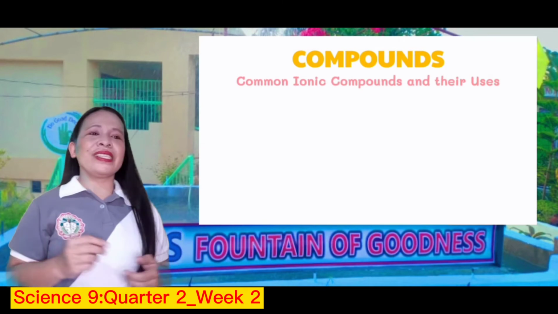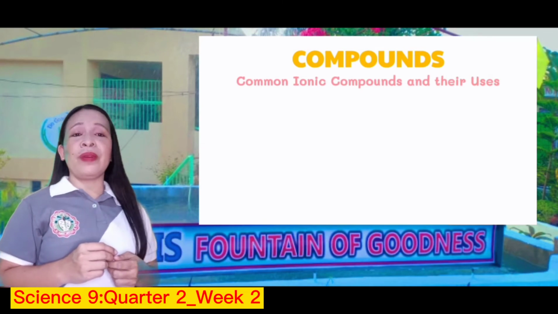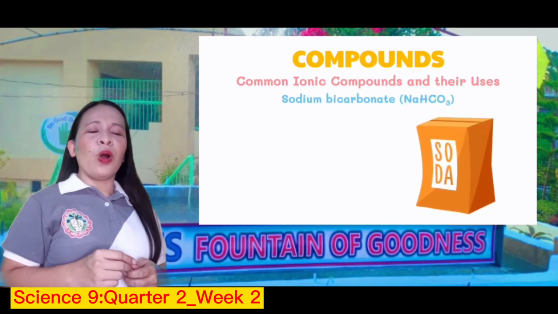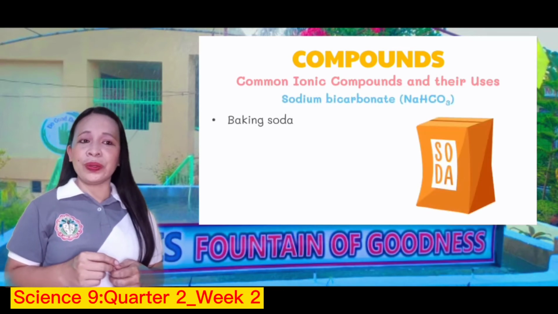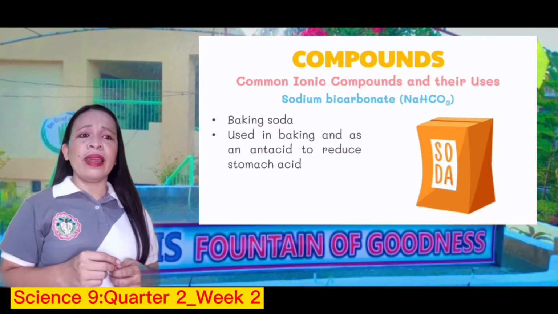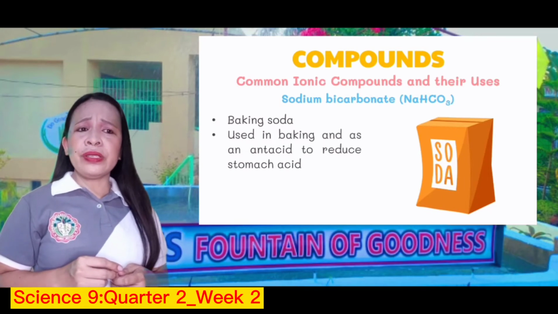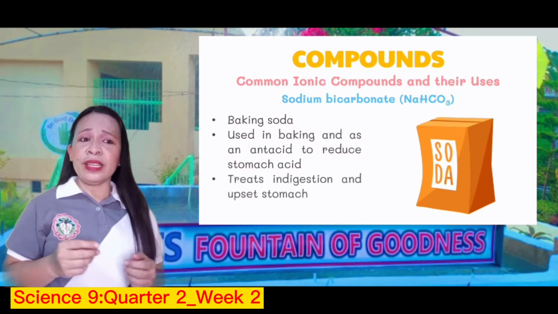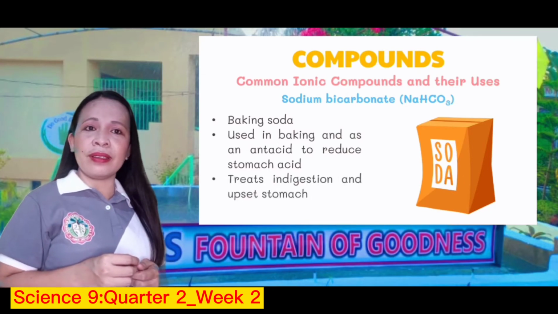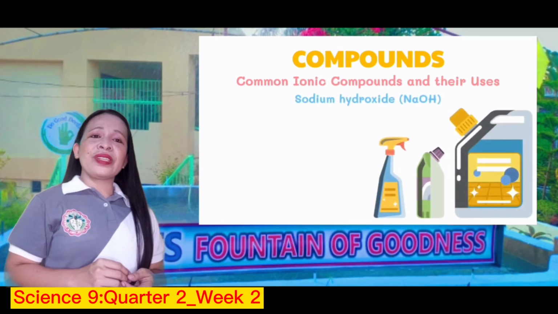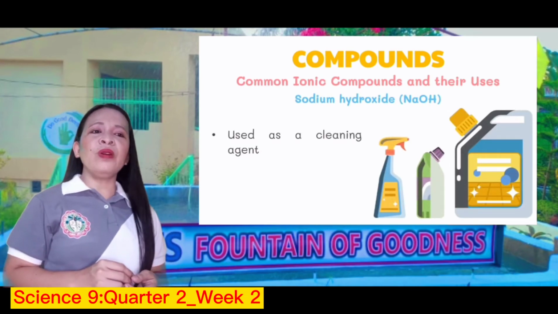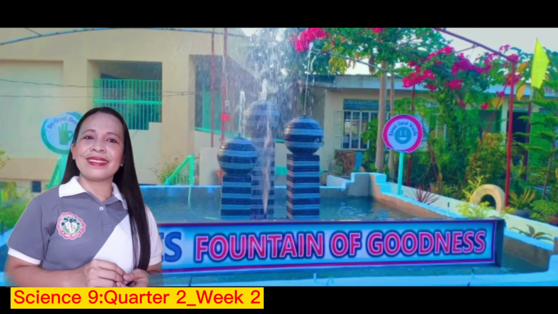And here are some examples of common ionic compounds and their uses. Sodium bicarbonate, or what we commonly call baking soda, is used in baking and as an antacid to reduce stomach acid. It can also be used as treatment for indigestion and upset stomach. Sodium hydroxide, on the other hand, is used as a cleaning agent and as a component of soap and detergents.